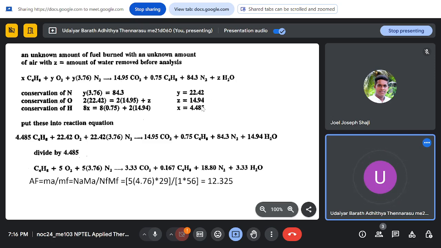And then when you balance hydrogen, you can do the other also. If you want, you can do a carbon balance. Here we are doing a hydrogen balance. So the hydrogen balance becomes 8 times X on the left equals 8 into 0.75 plus 2 into 14.94. So this comes out to be X as 4.485. When we put this in the reaction equation, this is how it will look. This is the actual expression.